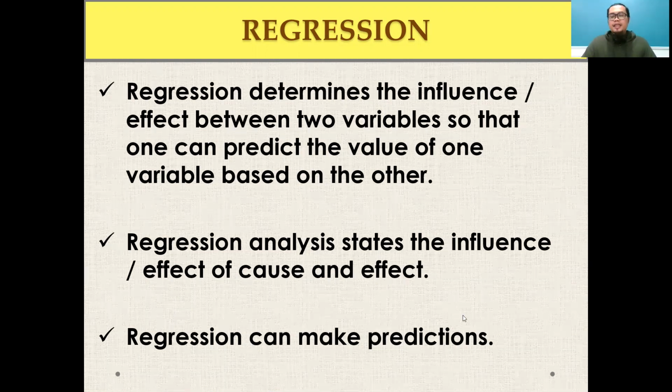Next, regression. Regression determines the influence or effect between variables, so that one can predict the value of one variable based on the others. We have multiple independent variables towards the dependent variable. Regression analysis states the influence or effects, cause and effect. If you want to measure influence or effects, we can use regression analysis. Regression can make predictions. This is the comparison between correlation and regression.